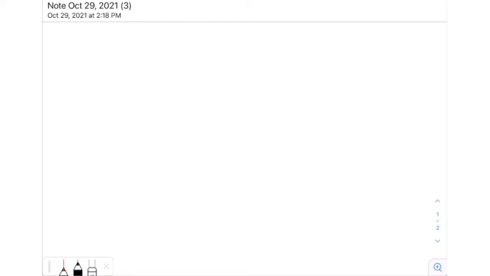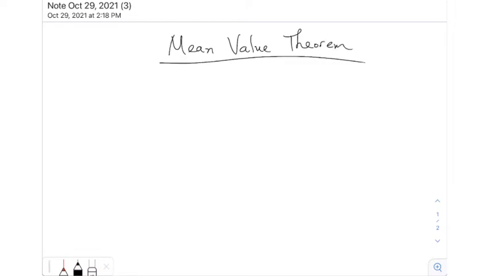About another one of the value theorems. Today I want to talk about the mean value theorem. The mean value theorem.